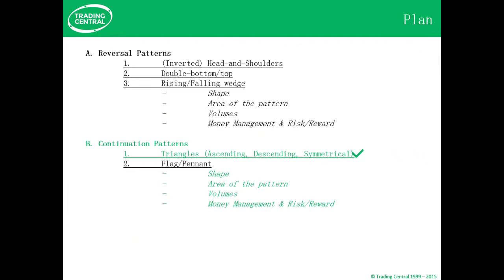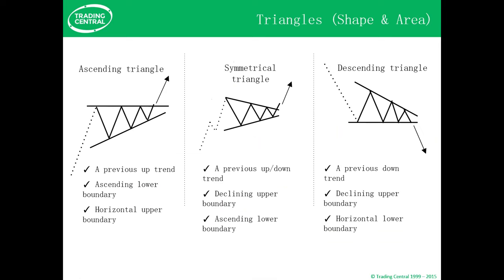Okay, then we will move on to the continuation patterns, and the first one we will talk about is the triangle. There are three kinds of triangle patterns. You may think it is quite similar to a wedge because there are two lines here, but different from the wedge, which normally moves in the same direction, the triangle lines are not in the same direction. There are three kinds of it.